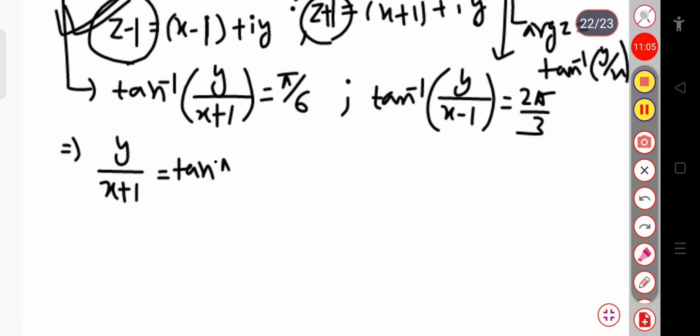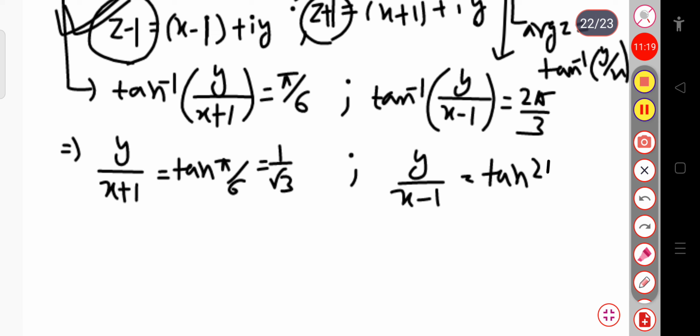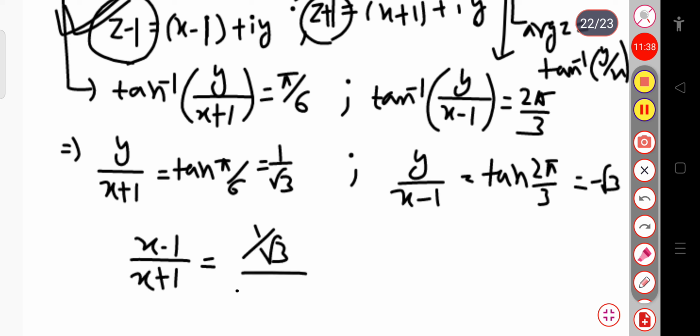So you know tan of pi by 6 equals 1 by root 3. Similarly, from this expression you can calculate y by x minus 1 equal to tan of 2 pi by 3. Tan of 2 pi by 3, its value equals how much? Minus root 3. So if I divide y by x plus 1 by y by x minus 1, this will be x minus 1 divided by x plus 1, and it is equal to 1 by root 3 divided by minus root 3, which is equal to minus 1 by 3.